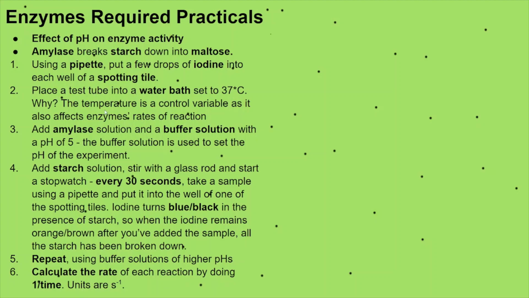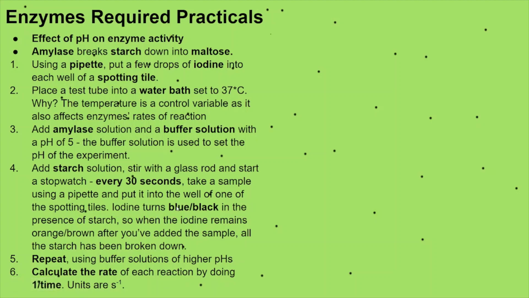To that test tube, we're going to add amylase, and we're going to add a buffer solution with a pH of 5. And this buffer solution just simply sets the pH. It doesn't have any other effect other than changing the pH, which is obviously our independent variable. Now, then we're going to add starch solution, and we're going to start a stopwatch immediately and stir, and every 30 seconds we're going to sample it using a pipette and squirt it into one of the wells of the spotting tile and watch the iodine turn blue-black.